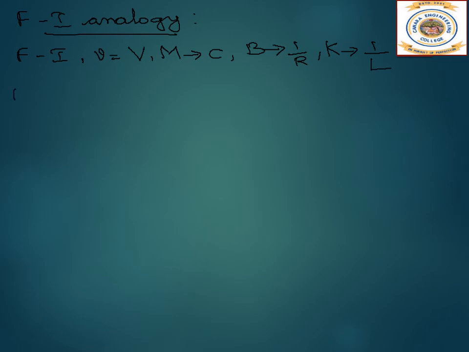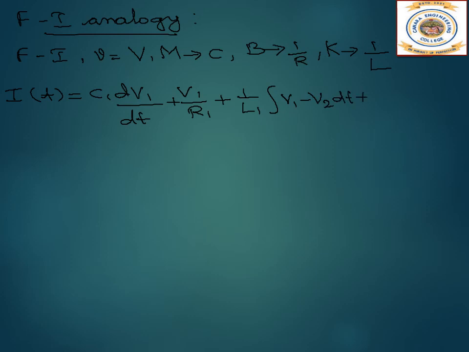Then now let us write equation 1. Instead of force we have I of t equal to C1. Now instead of velocity it is voltage, dV1 by dt plus V1 by R1 plus 1 by L1 integral V1 minus V2 dt plus V1 minus V3 divided by R3. This will be equation 1.